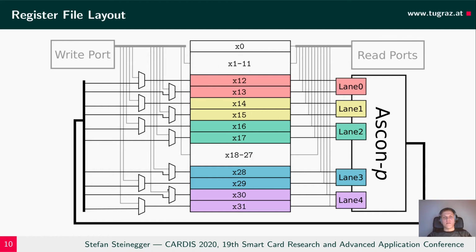The result of this can be seen here. So we have our general purpose register file in the center. And as you can see, 2 registers make up 1 lane for the Ascon-p accelerator. That performs its permutation and then forwards it to the right side of the register file, where some multiplexers only do a simple selection between the usual write port and our Ascon-p output.